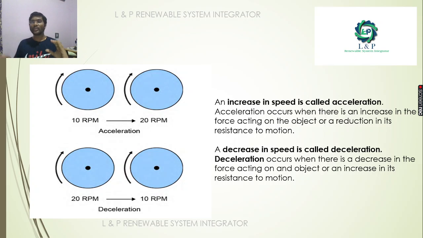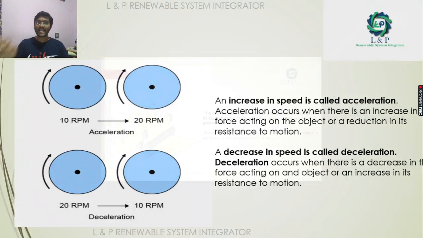In the same way, with the help of this variable frequency drive, you are controlling a motor. It is running at 20 rpm speed. You reduce it to 10 rpm, then that is the deceleration. A decrease in speed is deceleration, an increase in speed is acceleration.